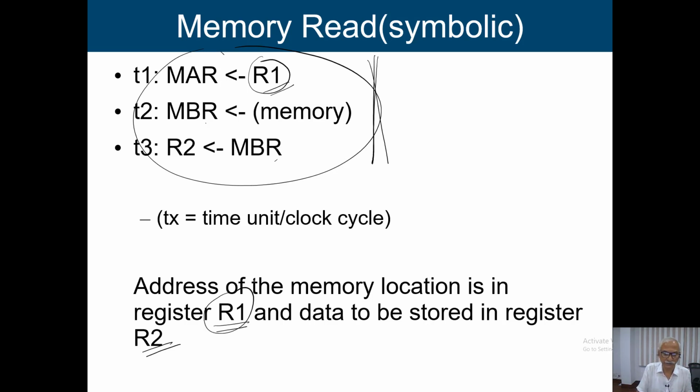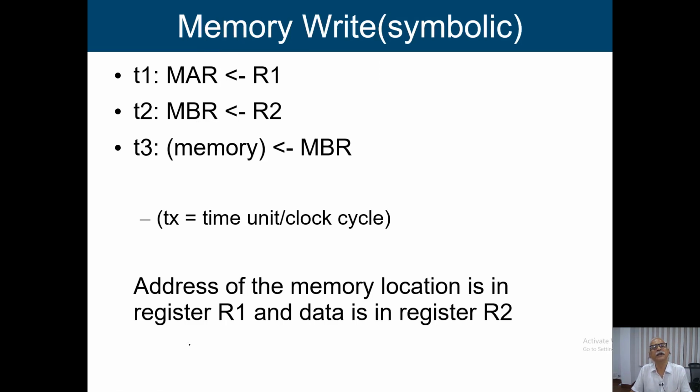Once it comes inside the processor, it first comes to the MBR, then we are transferring it from MBR to the destination register R2. Okay, so this is the memory read sequence. Similarly, we are going to have the memory write sequence. Again, this is the simple one. Again, it is your memory direct addressing mode.